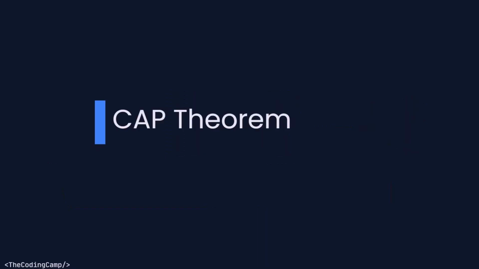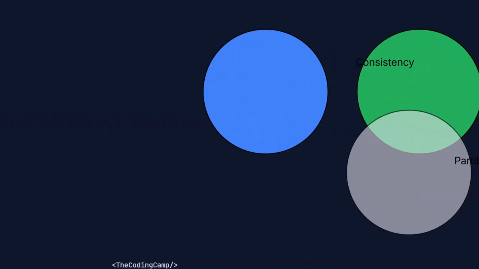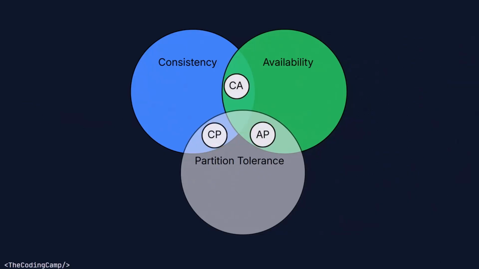The CAP theorem states that in a distributed system, you can only guarantee 2 out of these 3 properties at the same time: consistency, availability, and partition tolerance. Hence the name CAP theorem, the first letter from each of these words. We already learned about what each of them means, but let's see their definitions again. Consistency means every read receives the most recent write or an error. In simple terms, all users see the same data at the same time.